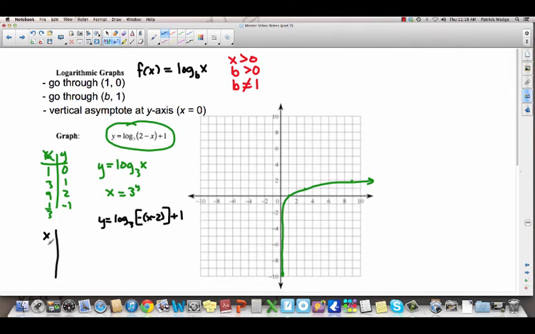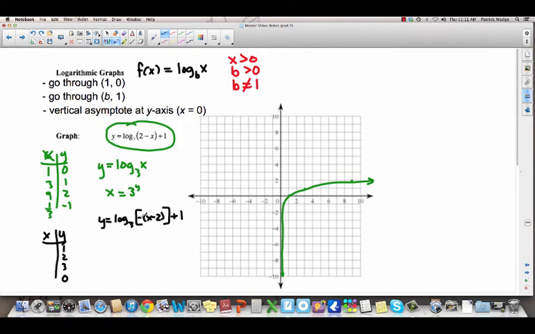Let's take a look first at the vertical transformations. What numbers in here impact the y values? The only one that impacts the y values is this plus 1. And what does it do to all the y values? It adds 1 to them. So let's do that first. Let's just add 1 to all these y values: 1, 2, 3, 0.